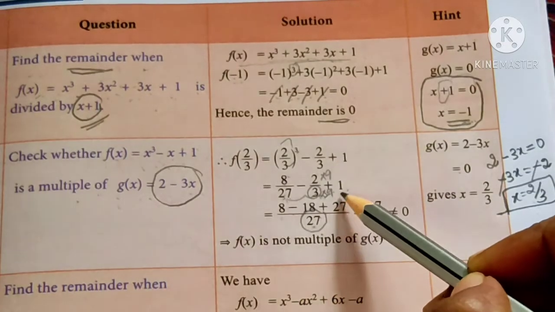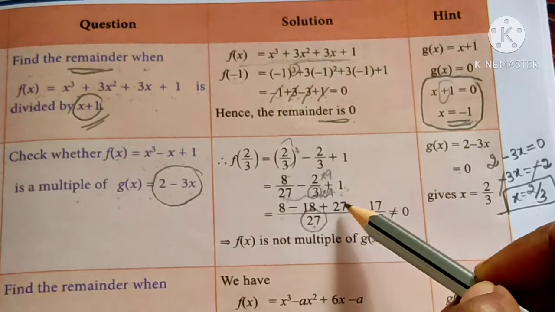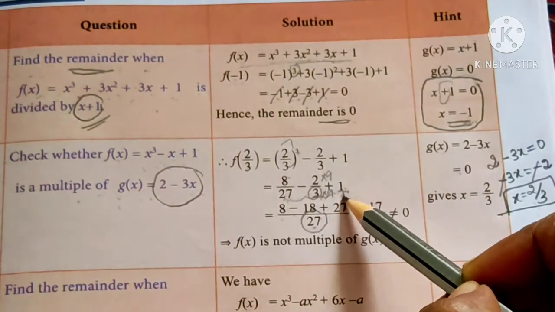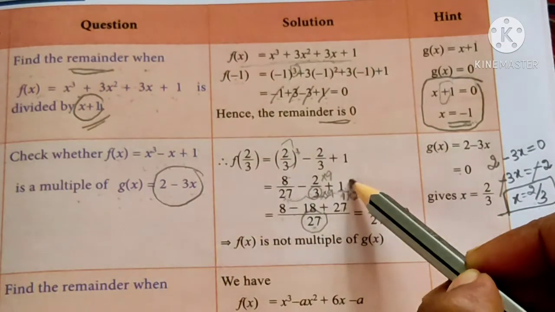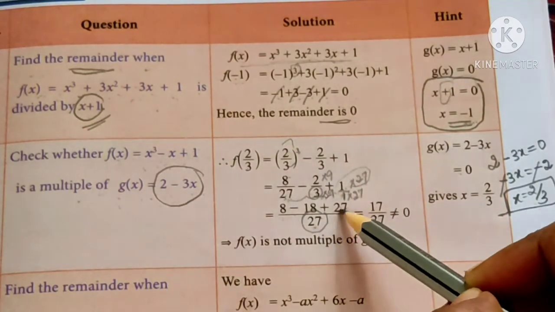Then here, take the cross product of the LCM into 1. LCM into 1 is 27. Or we consider the denominator is 1. So we want the denominator to be 27, so you multiply numerator and denominator by 27. So the numerator is 27 only.